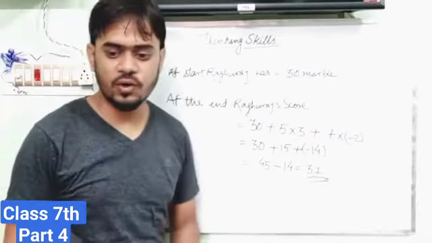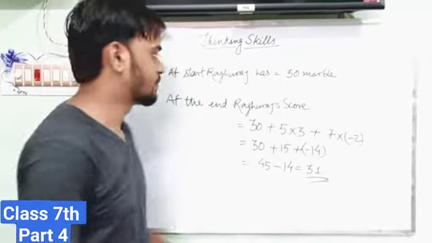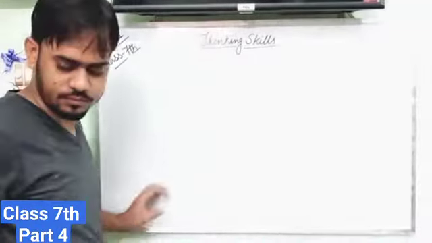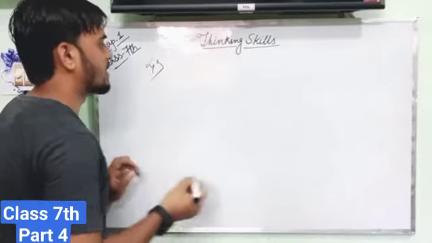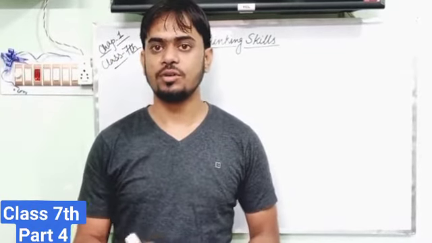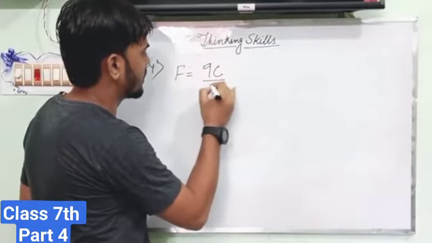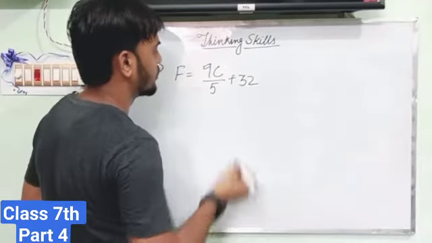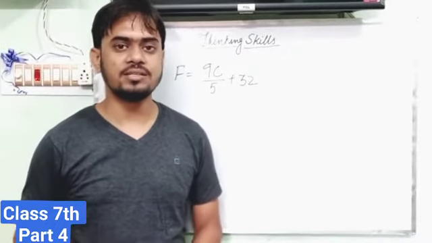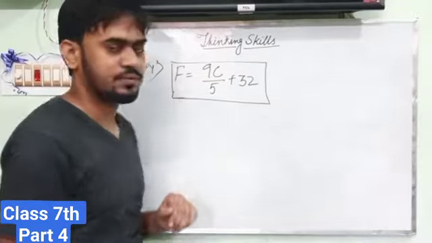To convert temperature from Celsius to Fahrenheit, we multiply by 9 upon 5 and add 32. He has given the formula to change Celsius to Fahrenheit or Fahrenheit to Celsius. F equal to 9C upon 5 plus 32. C denotes degree Celsius. So if we have any temperature in degree Celsius, we have to convert it to Fahrenheit by this method or formula.